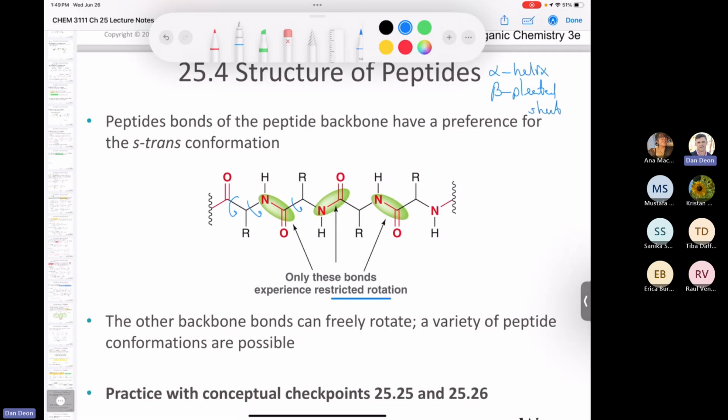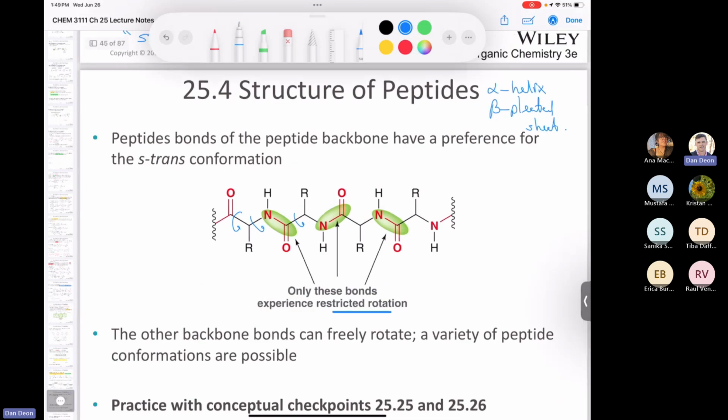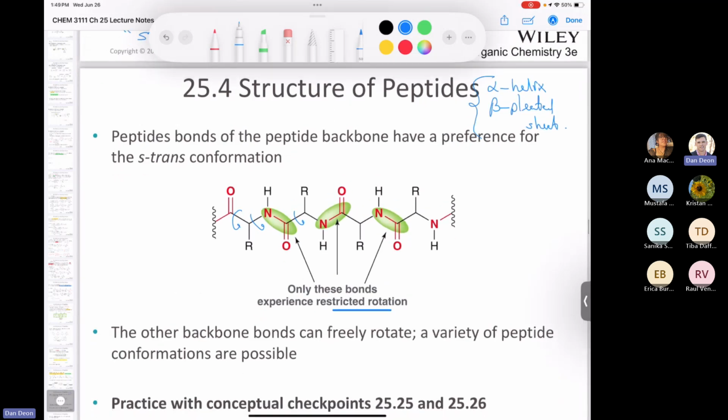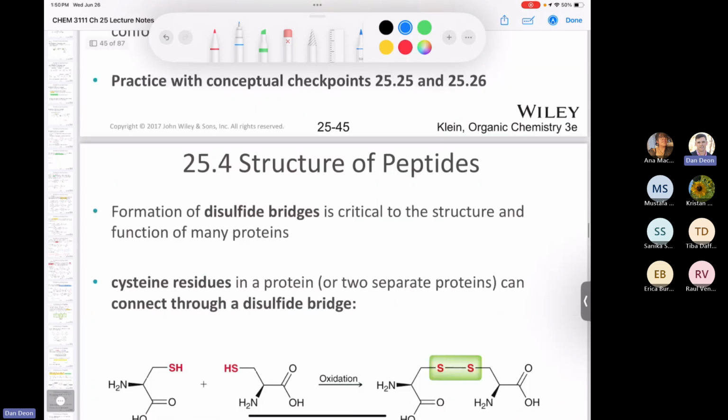And we're not going to cover those in this class, but if you haven't discussed those things in your biology classes already, they will be covered in more detail in biochem. So you will see those concepts, and they are mentioned towards the end of this chapter.